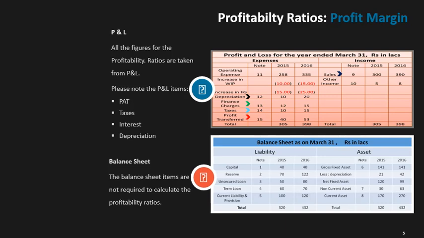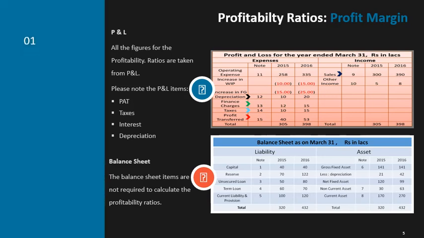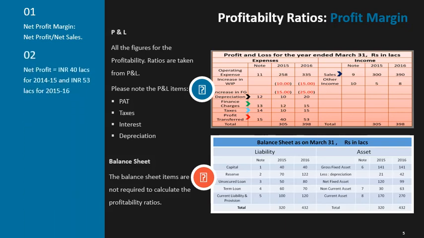Let us calculate the net profit margin for financial year 2014-15 and 2015-16. We know, net profit margin equals net profit divided by sales. For financial year 2014-15, net profit or PAT equals Rs 40 lakhs and for 2015-16, PAT equals Rs 53 lakhs. Net sales for 2014-15 equals Rs 300 lakhs and for 2015-16 equals Rs 390 lakhs.